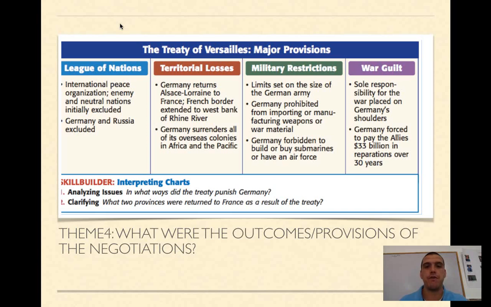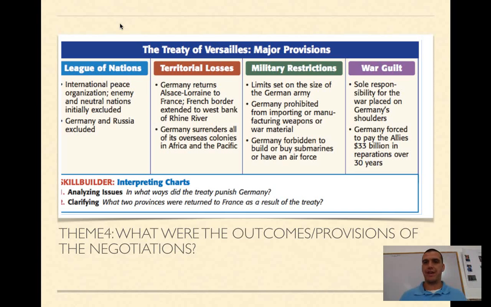And if we remember our previous lessons about the U-boats and the unrestricted submarine warfare, of course, that scared everybody. So Germany was forbidden to build or buy submarines or build airplanes, which at this time, people were starting to realize the use of.